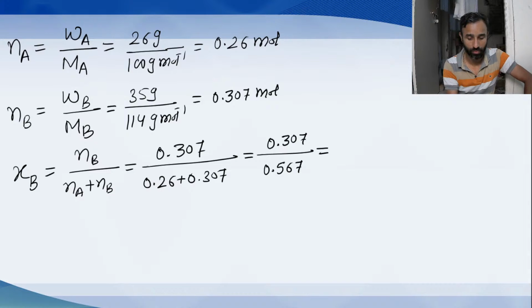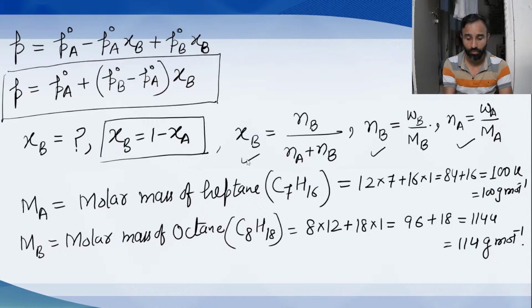So 0.307 divided by 0.567. That is 0.54. 0.5414, but take it as 0.54. Now we reach up to this.